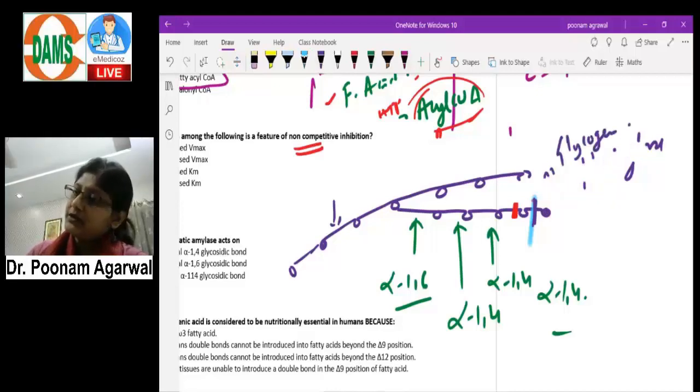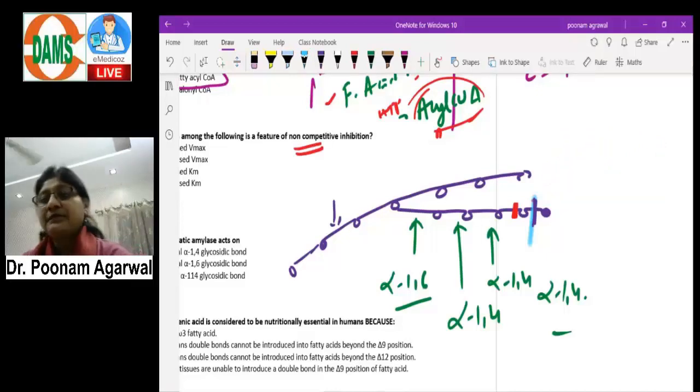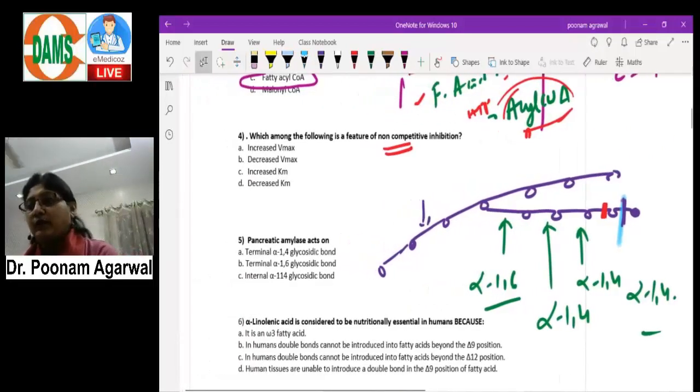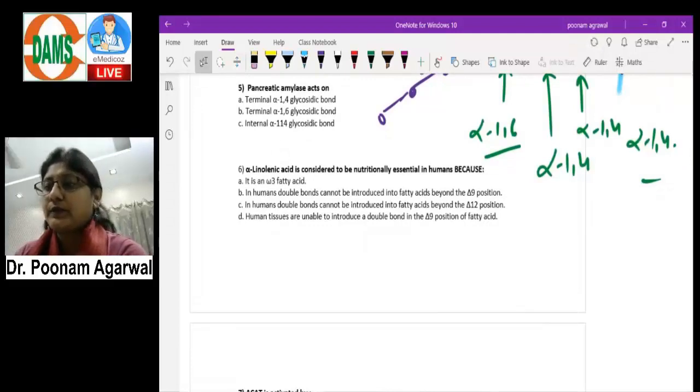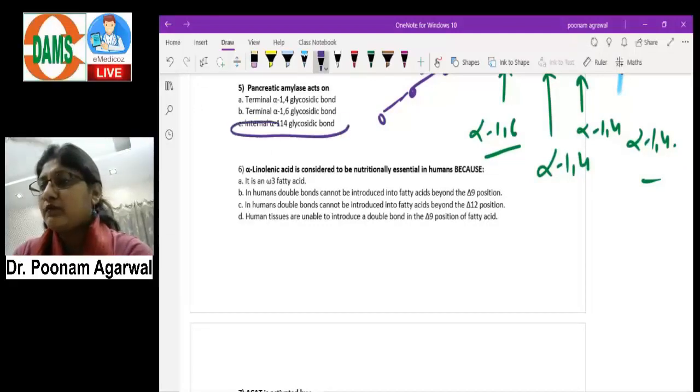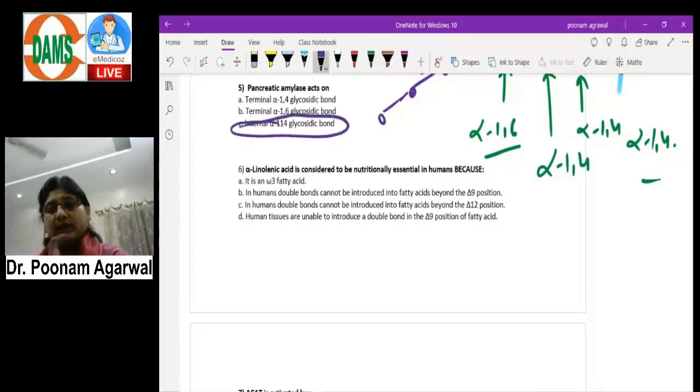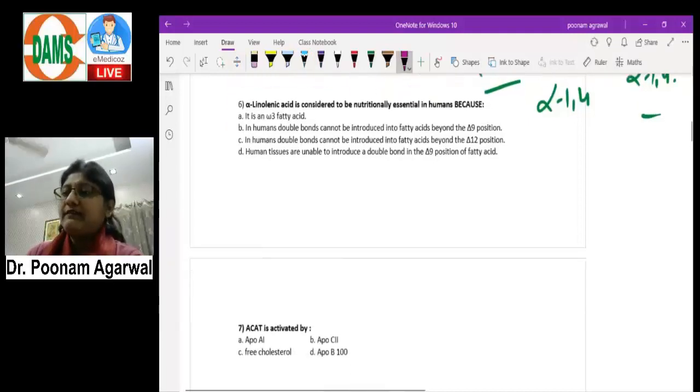So try to differentiate the action of glycogen phosphorylase and pancreatic amylase enzyme. They have got their specific point of action. So when I talked about question number 5, the pancreatic amylase is going to act on internal 1,4 glycosidic bond, right? Internal 1,4 glycosidic bond. It doesn't act on 1,6 bond. It acts only on 1,4 bond, and that too internal glycosidic bond, 1,4 glycosidic bond. Now coming to next question.